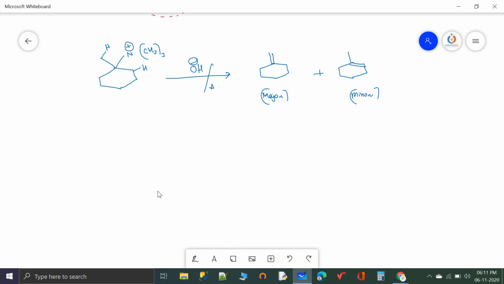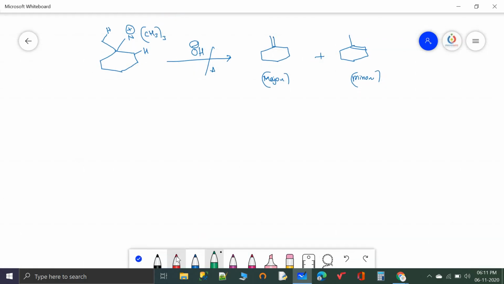So now let us see one more important reaction, that is the Wittig reaction.